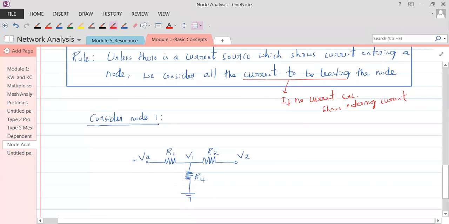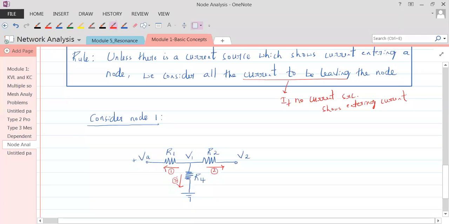If there are 3 branches, there should be 3 currents. Among the 3 currents, how many are entering, how many are leaving? These are the questions we need to ask ourselves. No current is entering there because there is no current source showing the current entering node 1. We consider all the currents to be leaving. This is leaving, this is leaving, and this is also leaving. Let's say this is our first current, this is our second current, and this is our third current.